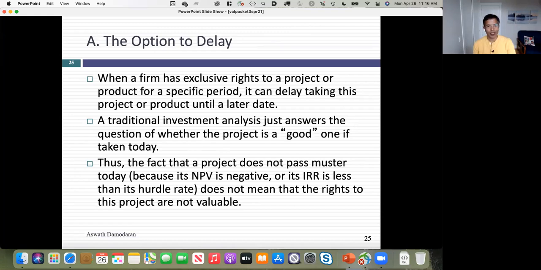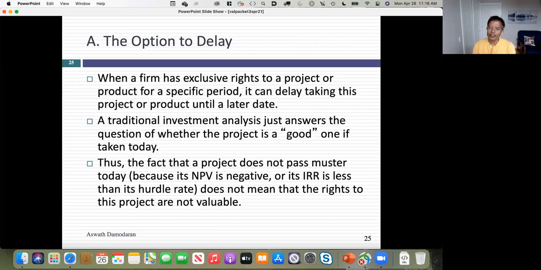Let's start with the option to delay. You have the exclusive rights to a project. That's the starting point for an option to delay. You look at the project today, the project is a bad project. But things can change. The cost of making the product can change, the market can get bigger. What looks like a negative net present value project could become a positive net present value project. You might say that's hopeful thinking. It could be, but you have that potential.